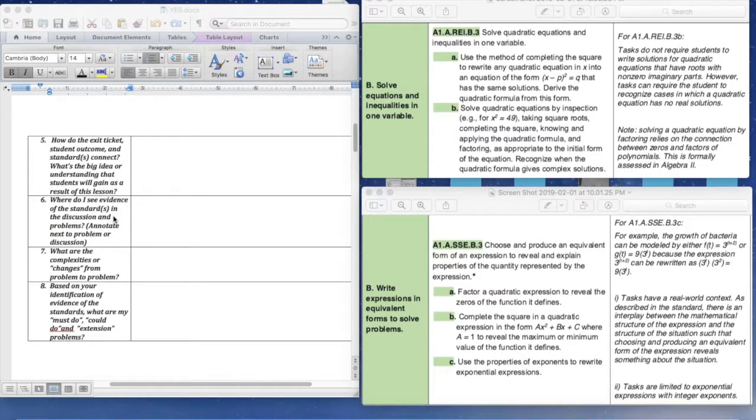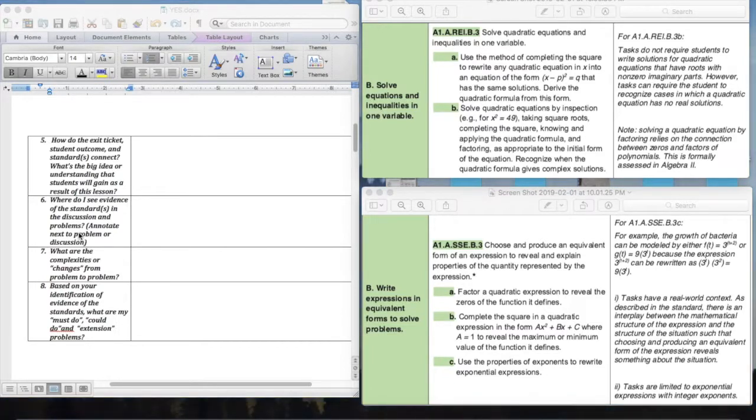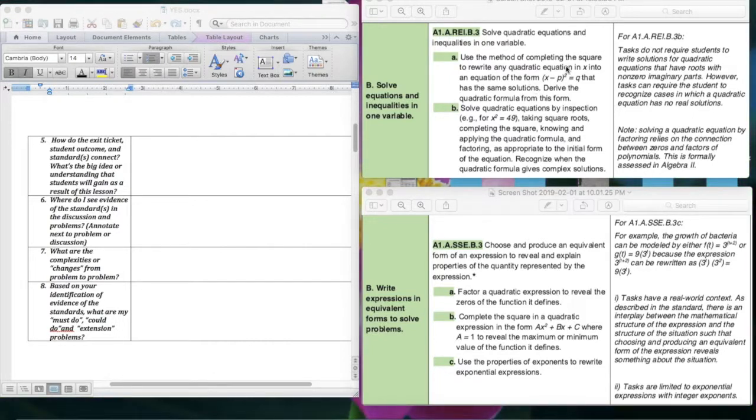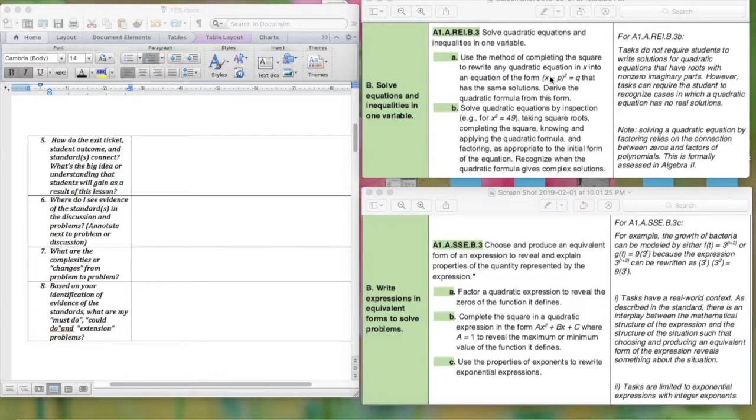So now we're moving on to step 6, which is looking for evidence within the lesson to see where we see evidence of the standard. What I want to highlight here is we also want to look at the discussion and the problem. So just going back to our standards, REI B3A, using the method of completing the square to rewrite it. So we're looking for evidence of that.